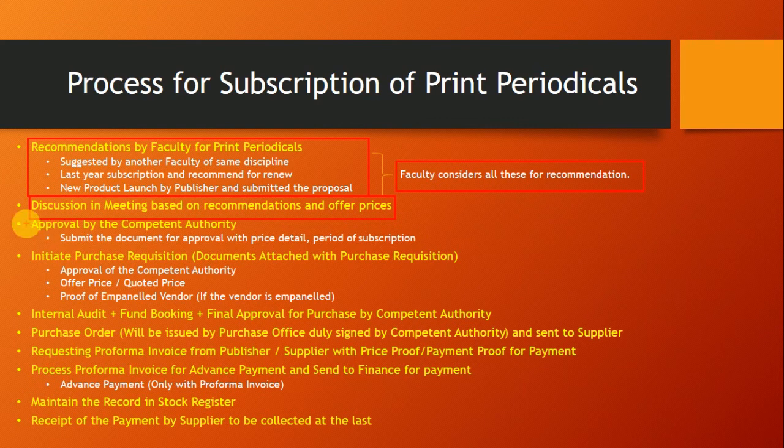Then the list is sent to the competent authority for approval with price detail and period of subscription, and once it is done, the purchase requisition is generated here also, which contains the approval, the offer price or quoted price by the supplier, and proof of impaneled vendor if the vendor is registered or impaneled.